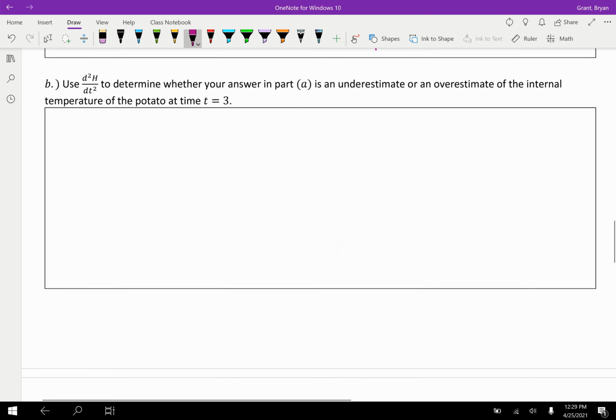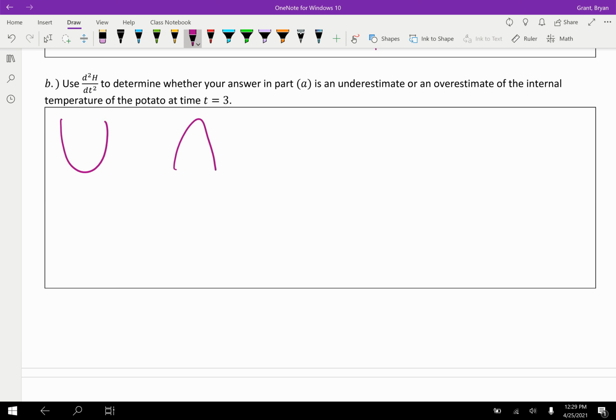All right, part B. Use the second derivative to determine whether your answer in A is an under or overestimate of the internal temperature of the potato. Well, the second derivative tells us about concavity of the original function. So concavity-wise, we either have a graph that's concave up or concave down. We wrote a tangent line, so let's say it was concave down or concave up. Tangent line-wise, notice if you compared these two points, the point on the tangent line is always below the point on the graph.